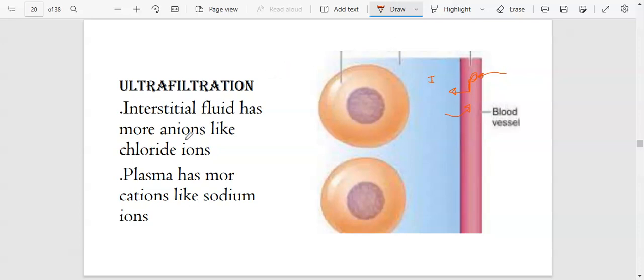So interstitial fluid has more anions like chloride. We are going to find more chlorides here. Why? Because the proteins within the blood vessels are pushing away the chlorides, and the blood plasma has more cations, because the proteins attract cations like sodium. So in case you notice some small significant differences between the interstitial fluid and the plasma, it is because of ultrafiltration.